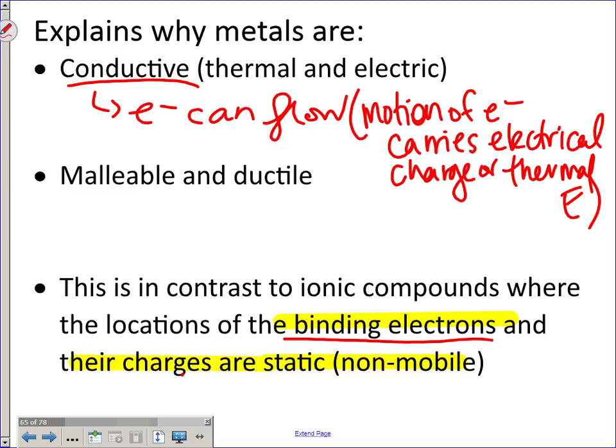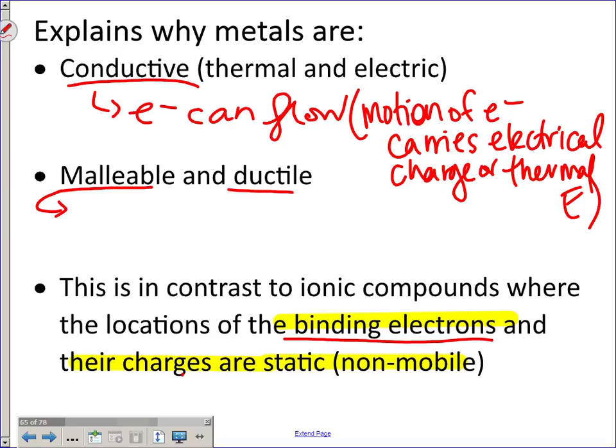Can it do that in a covalent bond? Are covalents conductive? No, they're stuck between 2 atoms. They cannot move. When can an ionic be conductive? Aqueous, or what's the word for liquid? Think lava? Molten, right? It can only do that whenever the electrons are free to move. All right, so malleable and ductile.